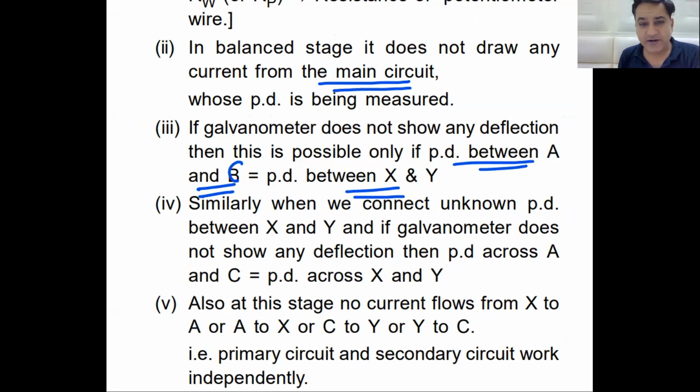A and C are the points on the wire, and X and Y are the 2 points of the secondary circuit where you have connected some unknown things. Yes or no? Yes, sir. So this is how it will work.